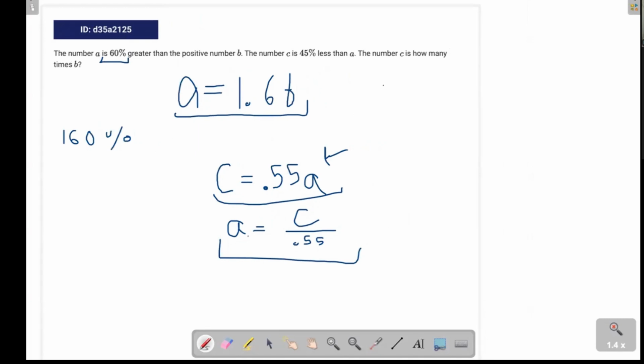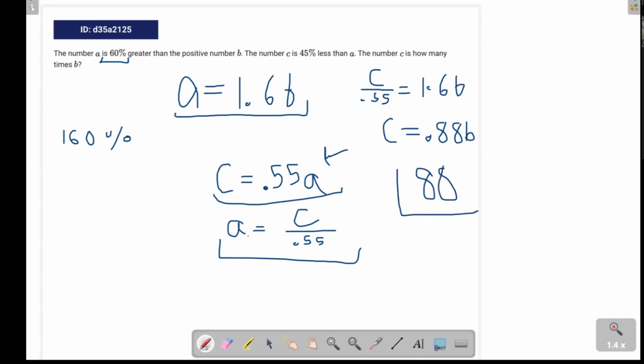So you're just going to see C over 0.55 is then equal to 1.6 times B. And then you want to isolate C. How you're going to do that is multiply 1.6B times 0.55. And when you use your calculator, C is 0.88 of B. And what this means is that C is 88% of B. And your answer is then going to be 88.